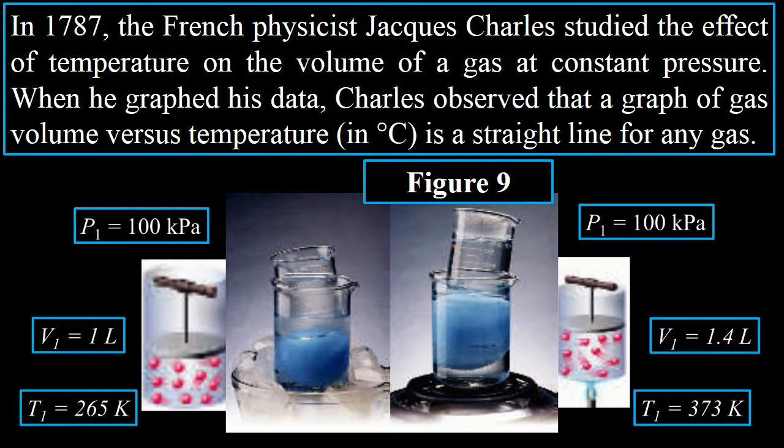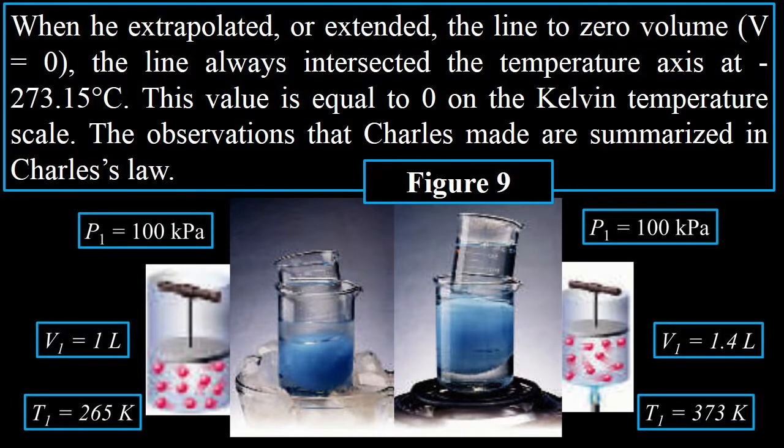In 1787, the French physicist Jacques Charles studied the effect of temperature on the volume of a gas at constant pressure. When he graphed his data, Charles observed that a graph of gas volume versus temperature in degrees Celsius is a straight line for any gas.